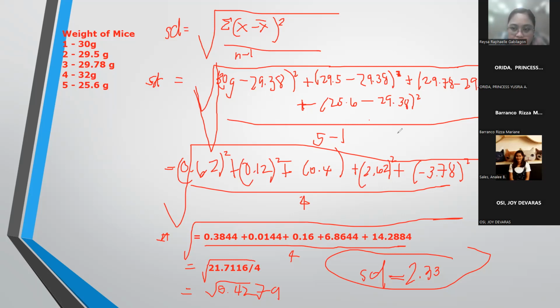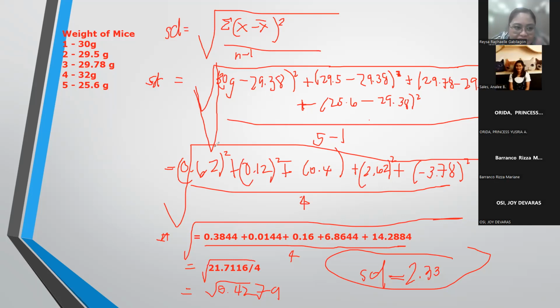Anali is not here, she already went to sleep. What's your answer? 2.329785398, ma'am. Okay. Sige, so that's how you compute for the standard deviation.